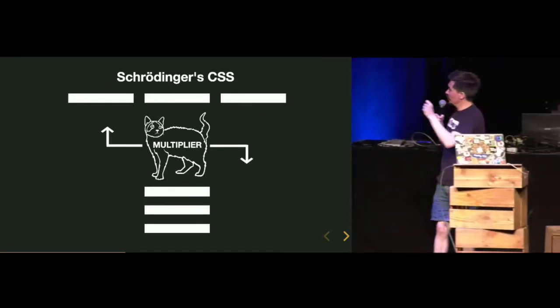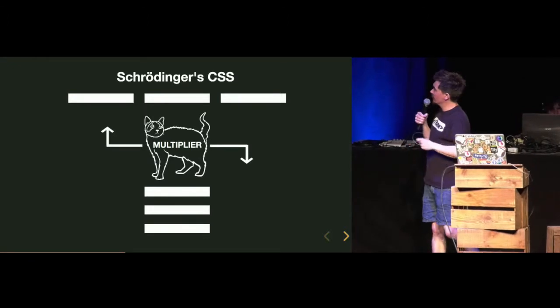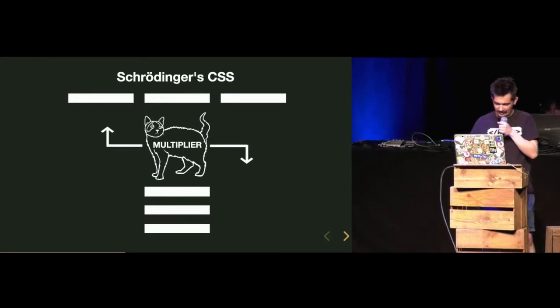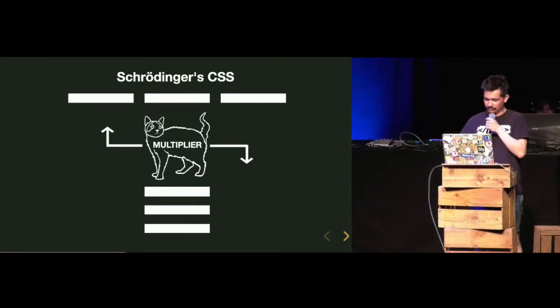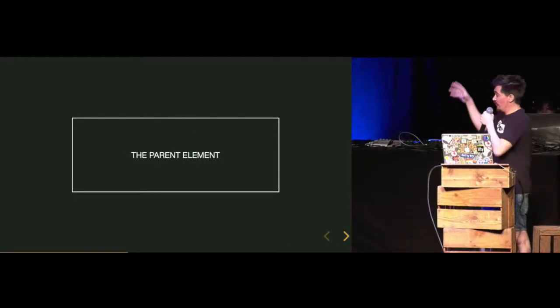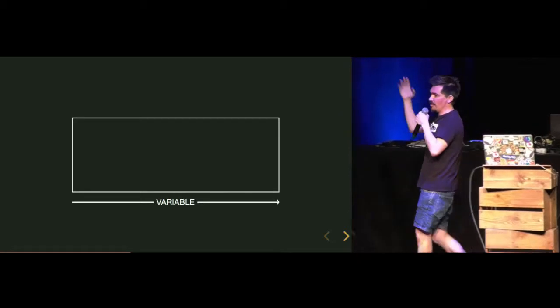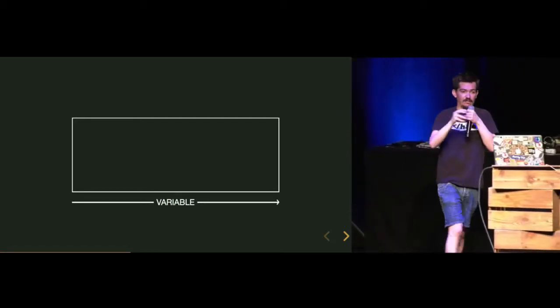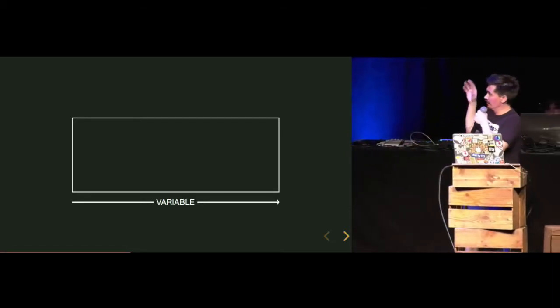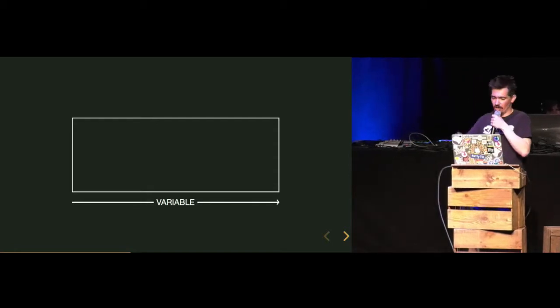And I apologize for the placement of the right-hand arrow in that picture. So what have we got? We've got a parent element, and that has a variable width. We don't know how wide it's going to be at the time of creating the component that it will be placed in. That's always going to be indeterminate.